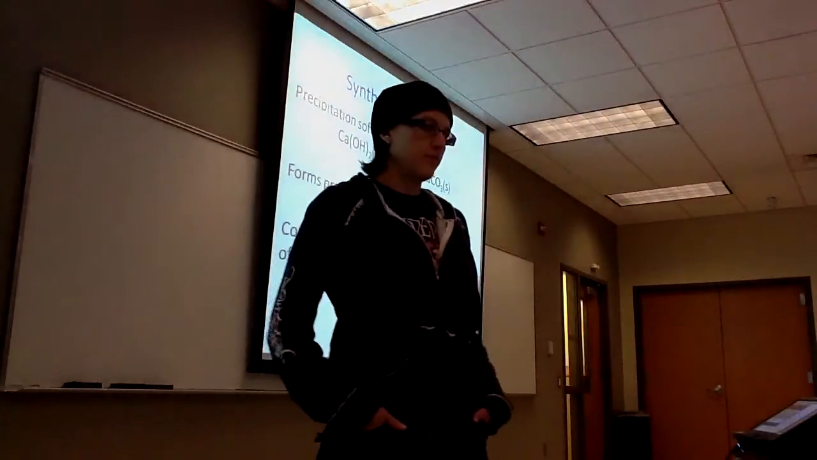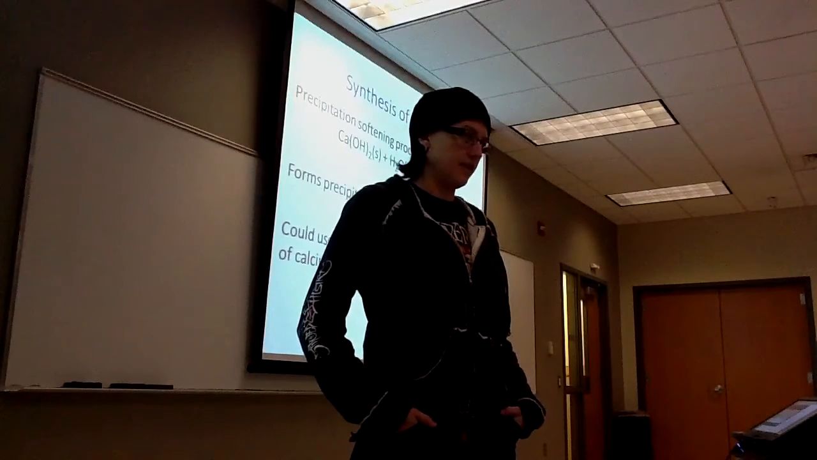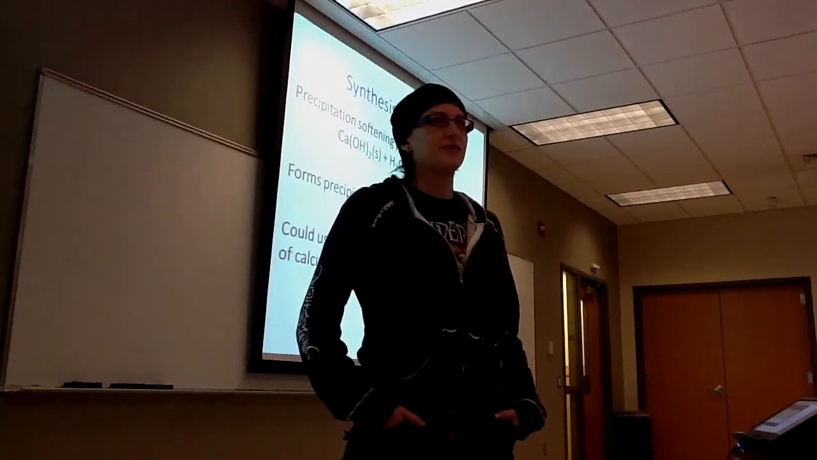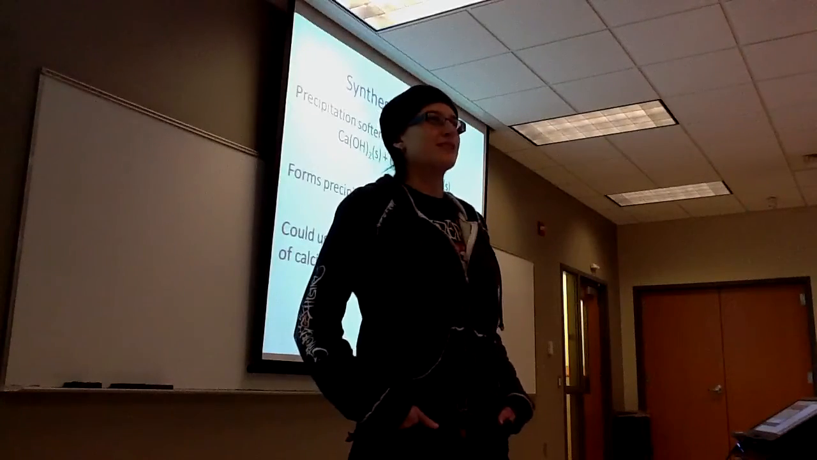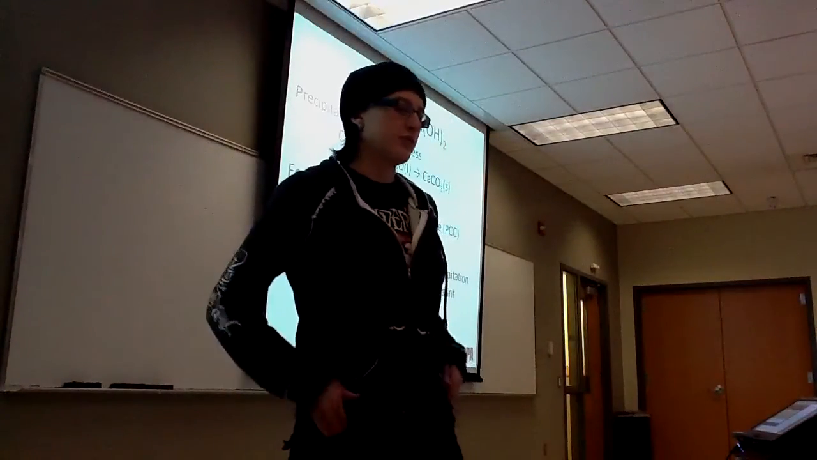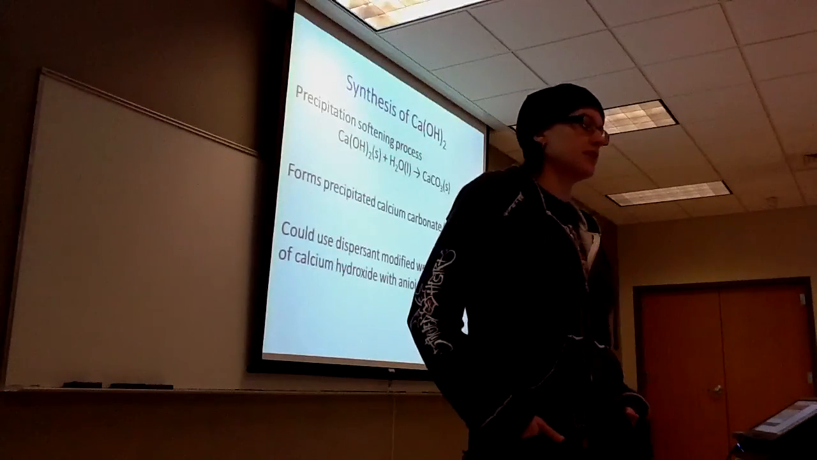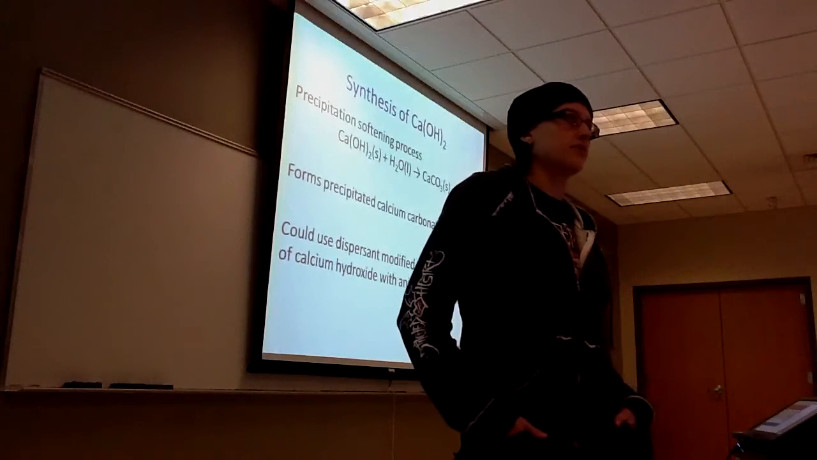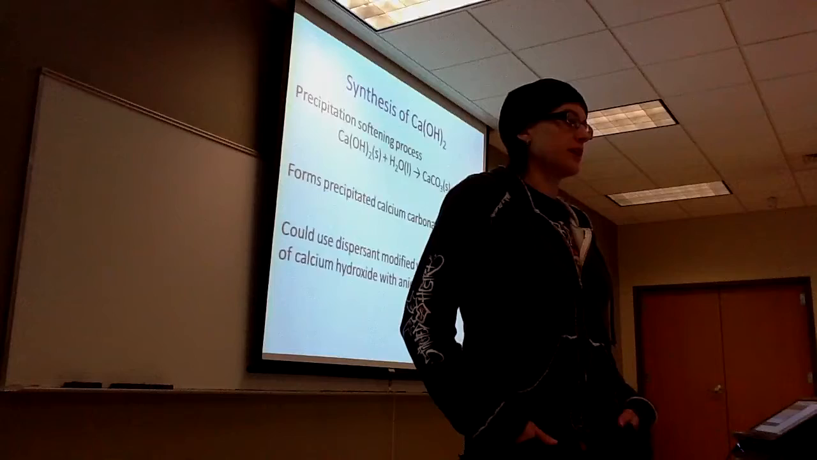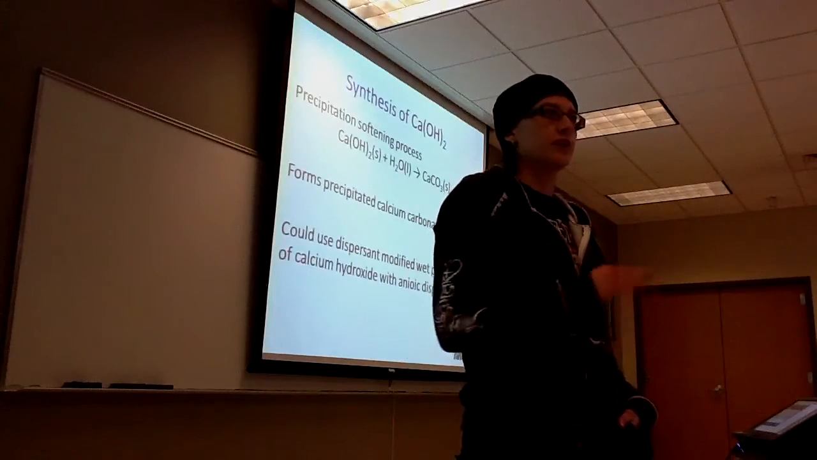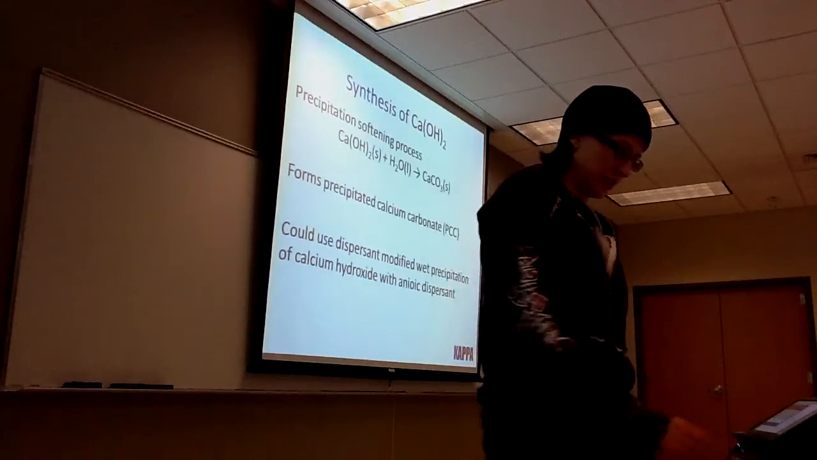Taking advantage of that, we can precipitate calcium carbonate out. It's called PCC, which is funny because they refer to post-consumer carpet as PCC, so we have to be careful with the acronyms. We can also use a dispersant-modified wet precipitation with an anionic dispersant. There's a process out there right now that does that to create PCC that's very systematic and always the same, which I think would be good.